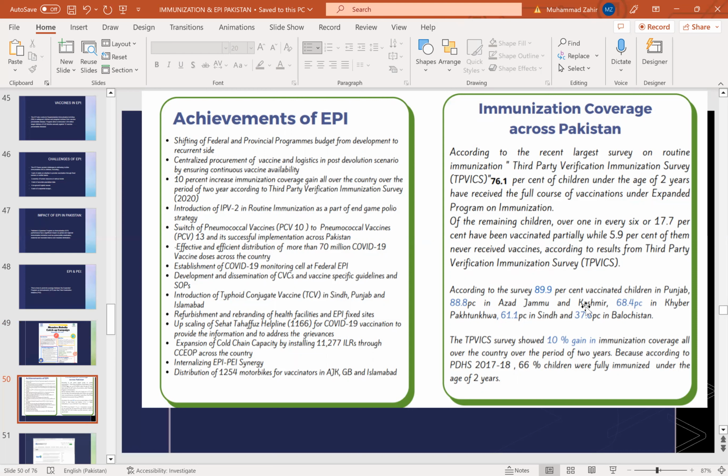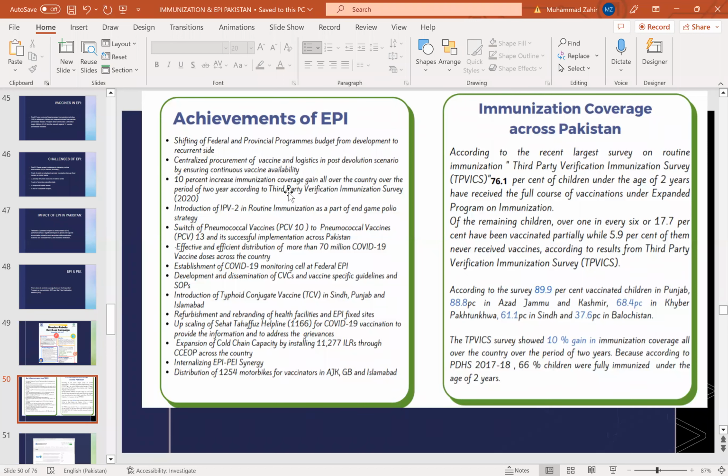According to the survey, 89.9% of children were vaccinated in Punjab, 88.8% in Azad Jammu Kashmir, 68% in Khyber Pakhtunkhwa, 61.1% in Sindh, and 37% in Balochistan. This survey showed a 10% gain in immunization coverage all over the country over the period of 2 years.